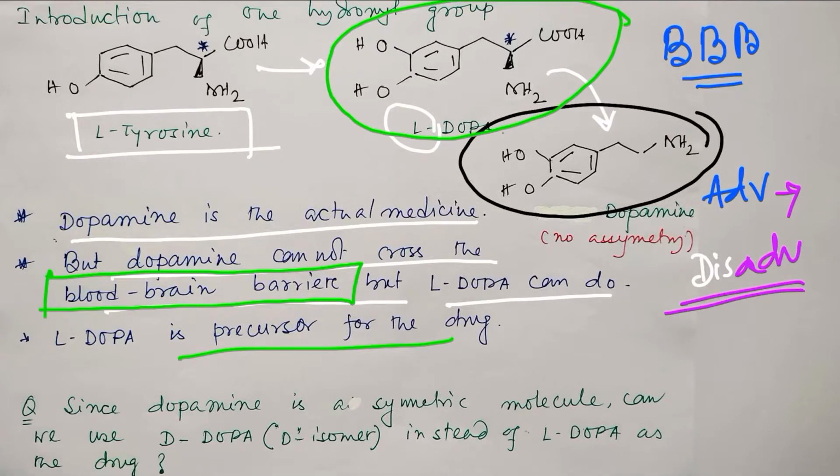That's why you can see, although dopamine is our main primary drug and it is not asymmetric, still we can't use it. We need to use l-DOPA. And how is l-DOPA prepared? From tyrosine. So this is the interesting part of this chemistry.